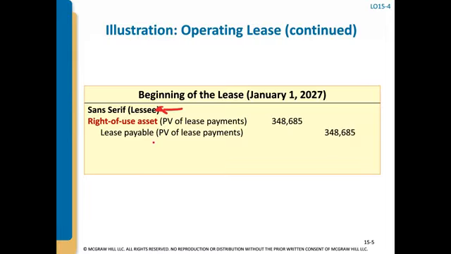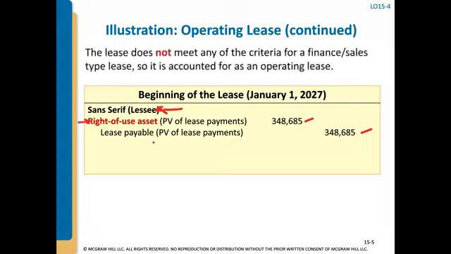Just like in a finance lease, the lessee records the same entry upon the commencement of the lease. They're going to debit the right of use asset, which is the present value of the lease payments, and credit lease payable, which is also the present value of the lease payments. The reason that they debit the right of use asset is because for that lease term, they have that right. And so they're going to capitalize that asset.